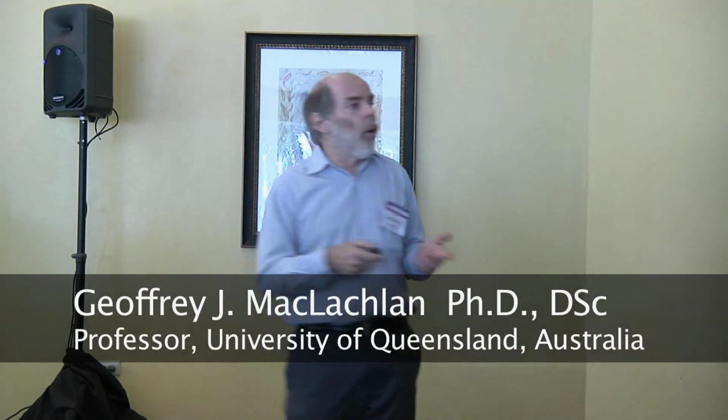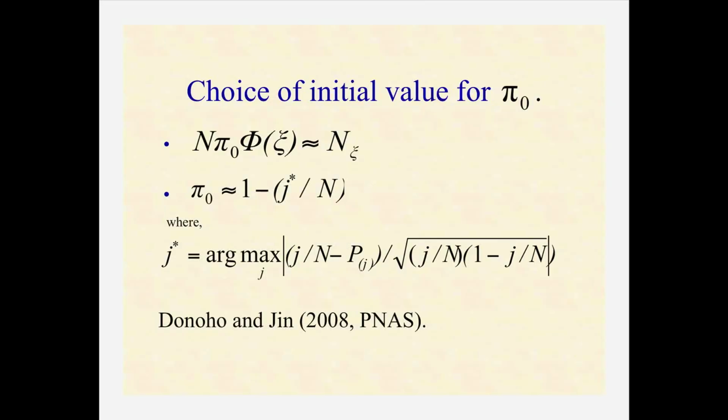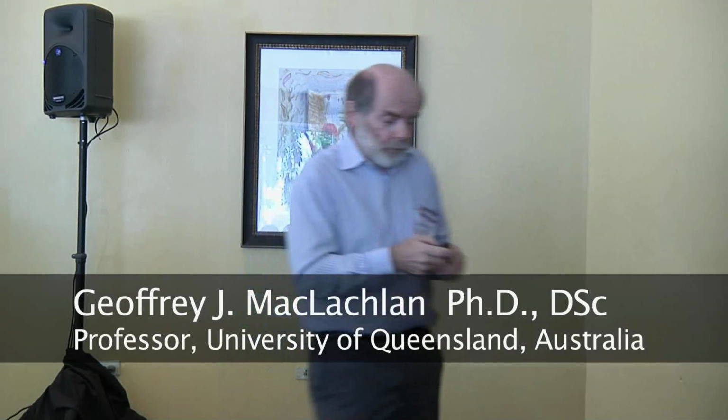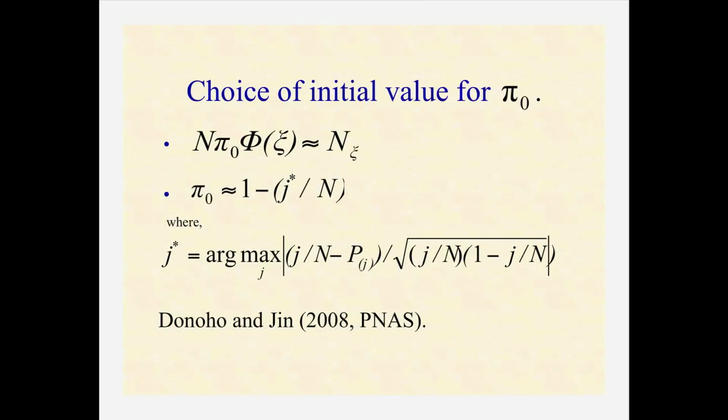pi naught. Or you can take pi naught to be given by this expression here, where J star is the argument that maximizes this particular quantity. Now, this result is taken from a paper by David Donoho and a colleague in PNAS in 2008. They weren't interested in finding genes that are differentially expressed. They were fitting a classifier from a large number of variables, and they were looking at each variable separately to see which variables could be selected. So anyway, if you want to get some idea what pi naught is before you start, those are two possible suggestions, but not the only ones.